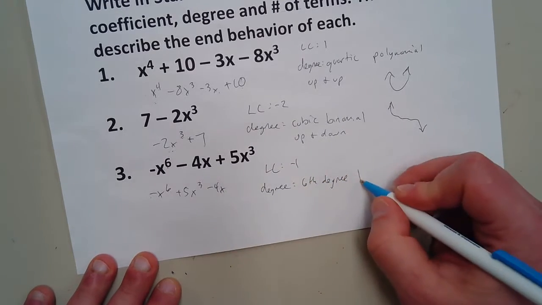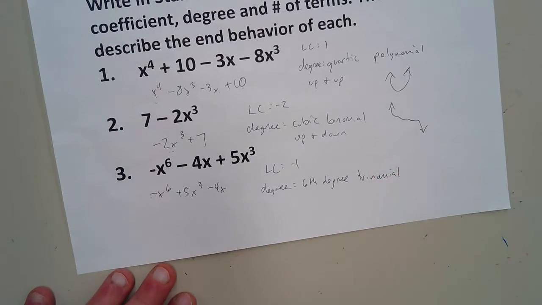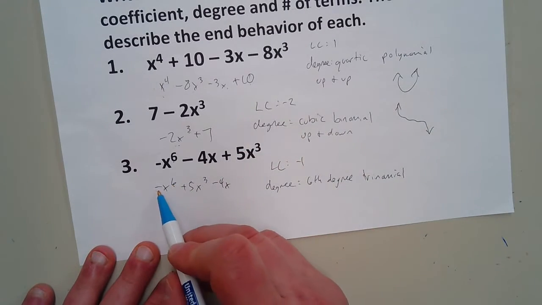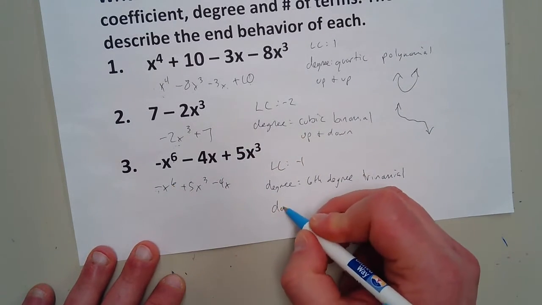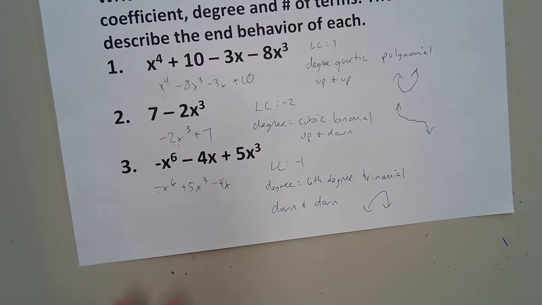And there are 3 terms, so it's a trinomial. So 6th degree trinomial. In terms of end behavior, it's even. So it's either up and up or down and down. In this case, it's negative, so that means it's going to be down and down. So this graph, when you graph it, is going to look something like that.